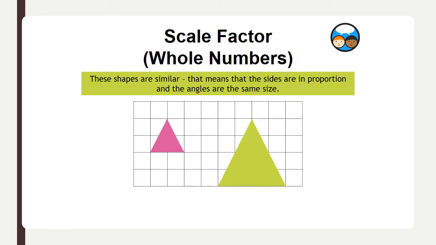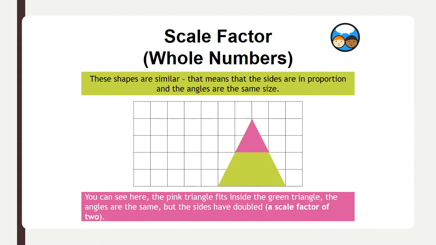These shapes on screen, these triangles, are similar. That means that the sides are in proportion and the angles are the same. You can see here that the pink triangle fits inside the green triangle. The angles are the same, but the sides have doubled. The larger triangle has a scale factor of 2.